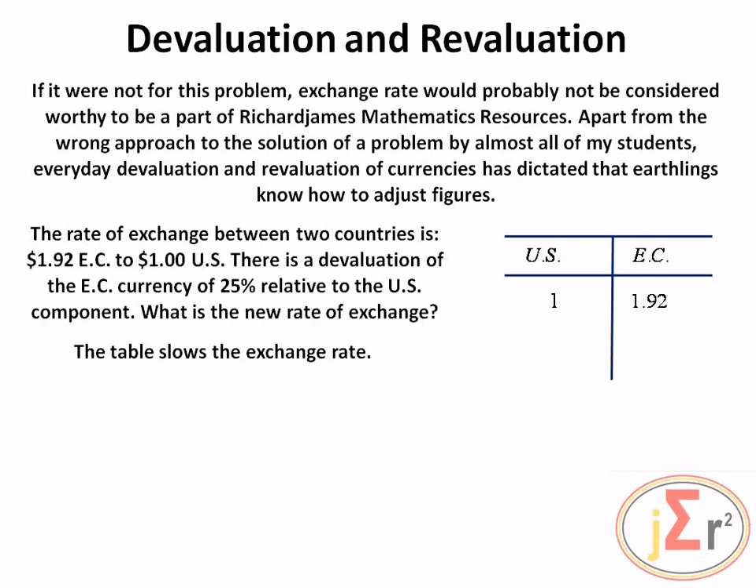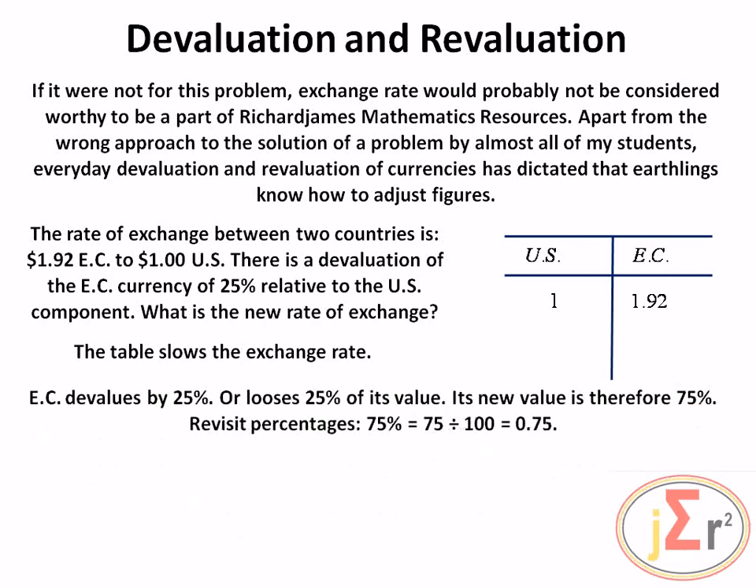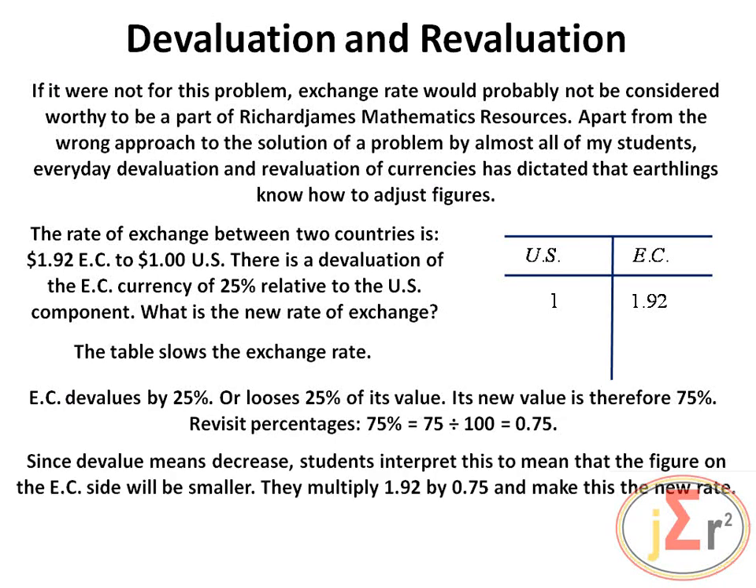1 to $1.92. EC devaluates by 25% or loses 25% of its value. Its new value is therefore 75%, and we may revisit or work with percentages, but may not be necessary. So it loses 25%, therefore its current value is 75% of what it valued before. Since devalue means to decrease, students interpret this to mean that the figure on the EC side will be smaller. They multiply $1.92 by 0.25 and make this the new rate.